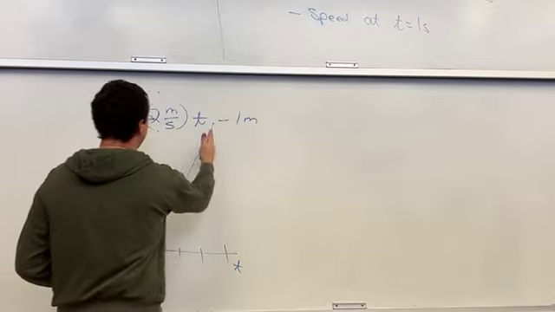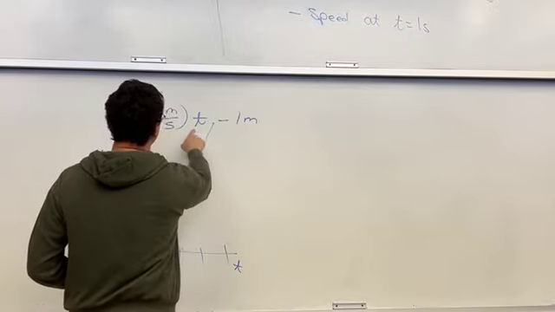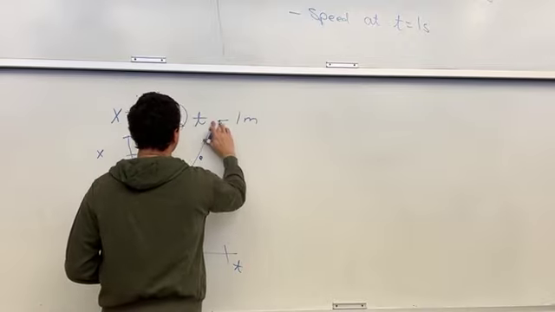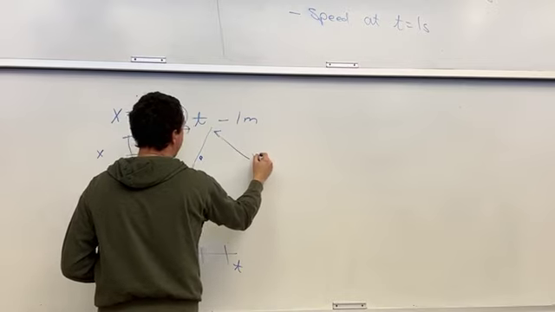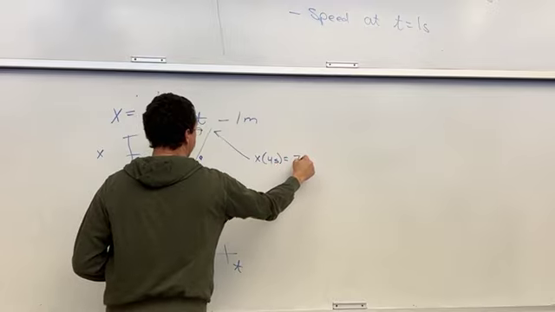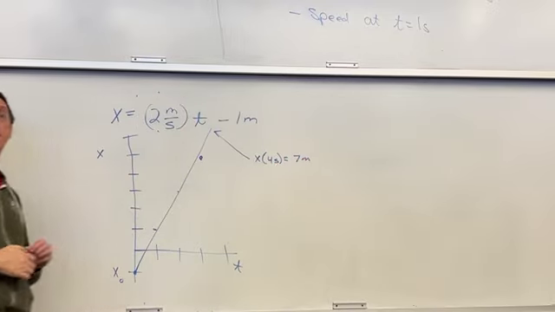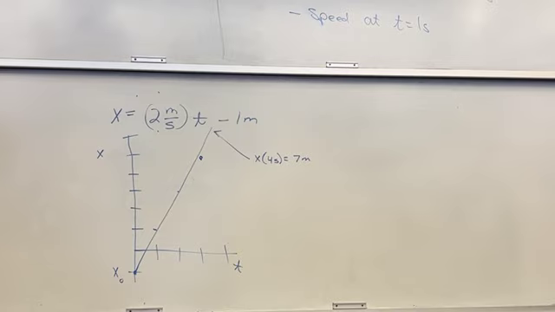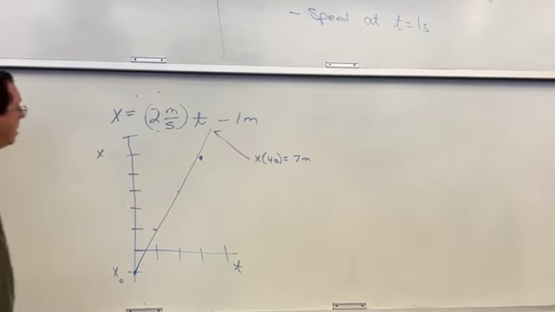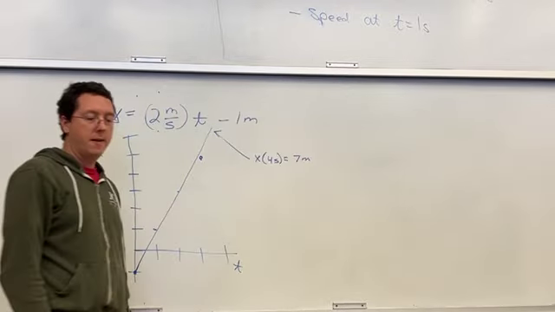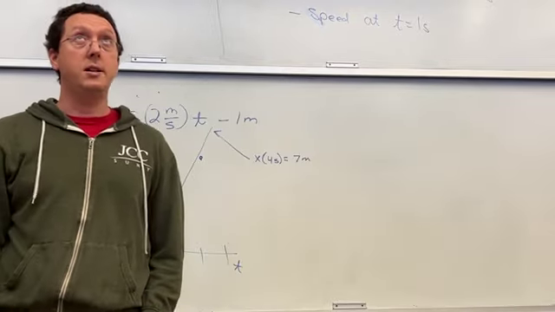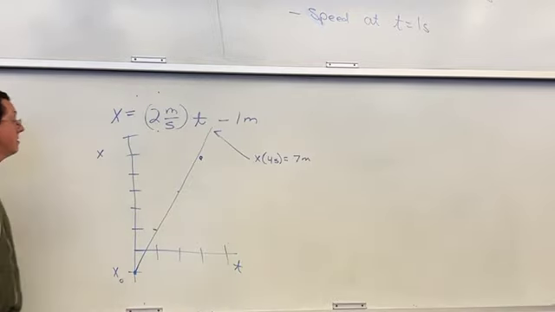So I should be all the way up. After 4 seconds, it should be up at a height of 7, which I didn't have there. So I'm out of room. This is at x of 4 seconds equals 7 meters. Okay? So everyone should have that graph. Apologize for my poor artwork. Okay. The first task was to find the average velocity between 0 and 4 seconds.